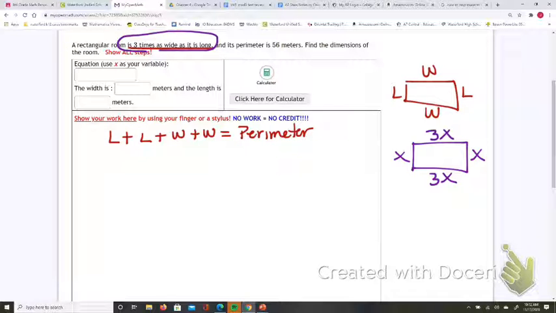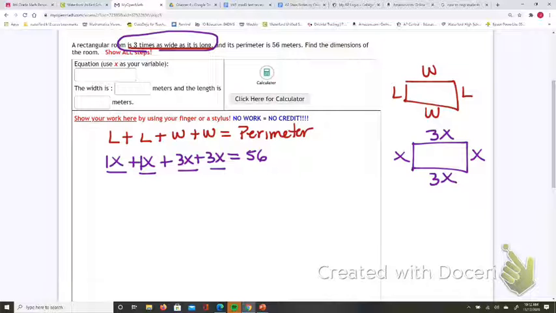Okay, now we have to take our L plus L, so that, remember, the L's are the x's, so x plus x. And then we have to do W plus W, and the W's are 3x plus 3x. And it equals the perimeter, which is 56. Okay, now we have to combine our like terms. So this has an invisible 1, and this has an invisible 1, and we need to combine all of our x's. So 1x plus 1x is 2x. 2x plus 3x is 5x.